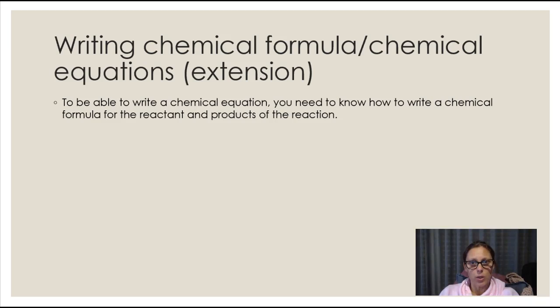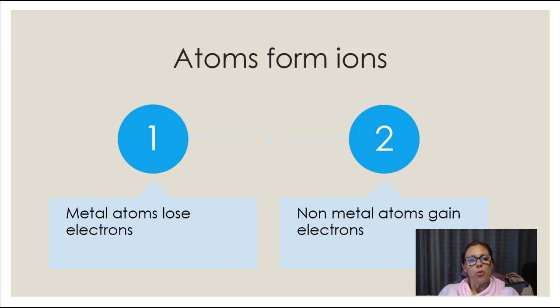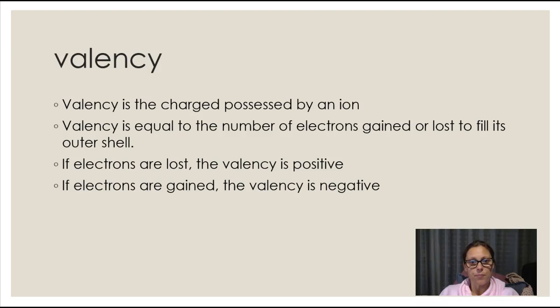So to do this, we need to look at how to write chemical formula. So just to recap some things from earlier on in this unit. Atoms form ions, and this happens when they either lose or gain electrons. Now in the case of metals, they will lose their electrons. So for example, sodium has 1 electron in its outer shell. It is easier for it to give away 1 electron than to gain 7. Non-metal atoms will gain electrons. So chlorine, it's easier for it to gain 1 electron than it is to give away 7.